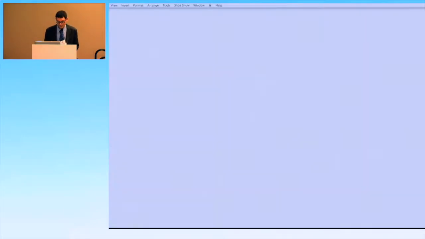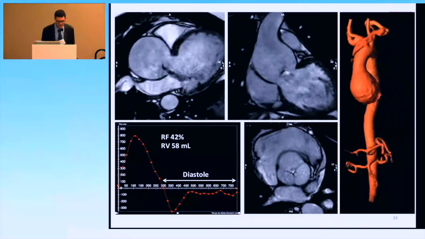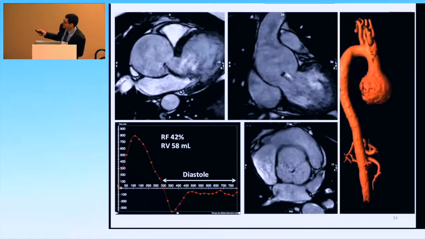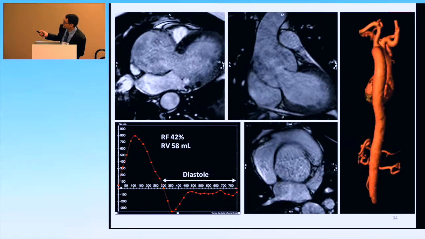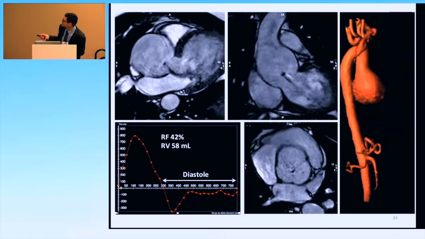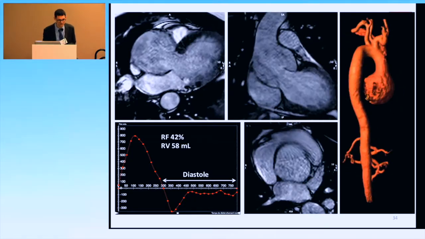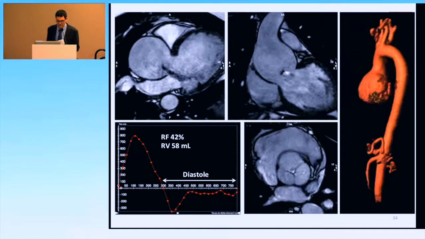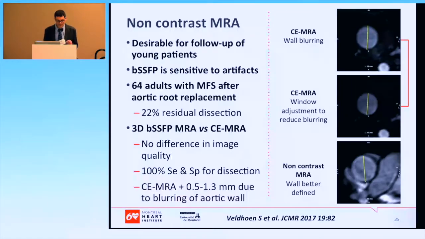So this is an example of what comprehensive aortic imaging by CMR will produce. So you have longitudinal views of the aortic valve and the aortic root. You see that the aortic valve is tricuspid, that there is substantial regurgitation, and you get a nice 3D reconstruction of the aorta showing the classical pear-shaped aortic root. CMR also offers the possibility to do an aortic angiogram without using contrast, which is desirable for follow-up of younger patients. It uses a CMR technique called balanced SSFP, but this is sensitive to artifacts.